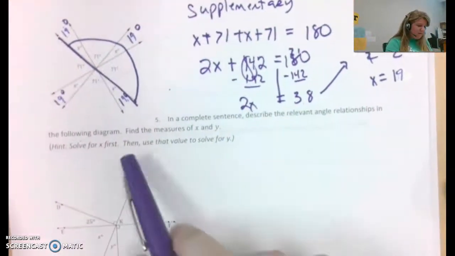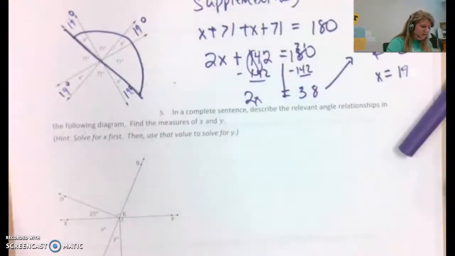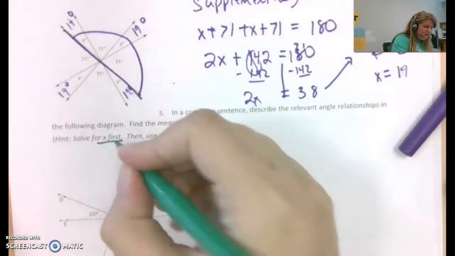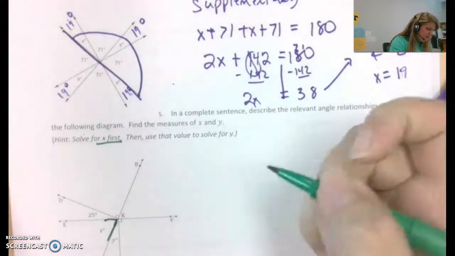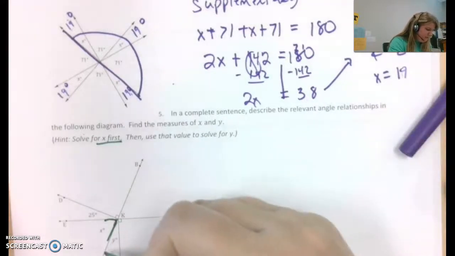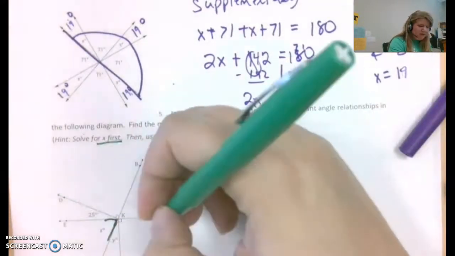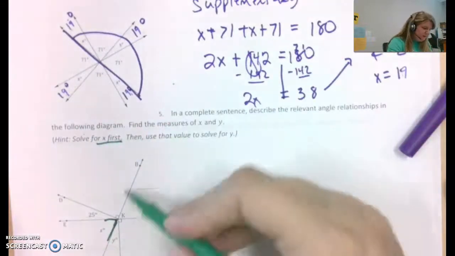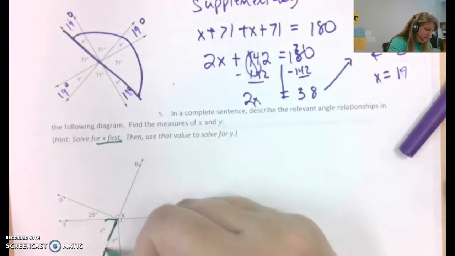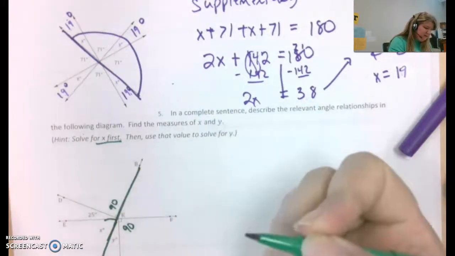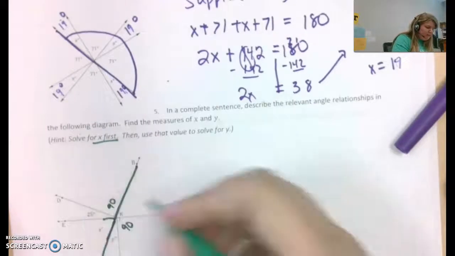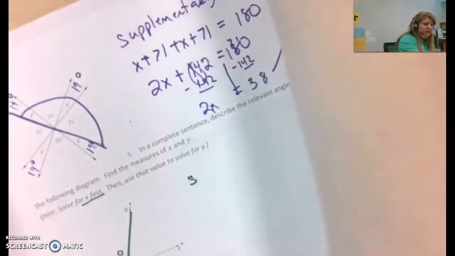Okay. For the next one, we have a little hint that we should solve for x first. So here's our x value. Let's see what we can do there. I'm trying to see if I have vertical angles anywhere. No, there's a straight line. That might help me because this is 90 degrees. I think that'll give me what I need. So I'm going to use a supplementary angle here.